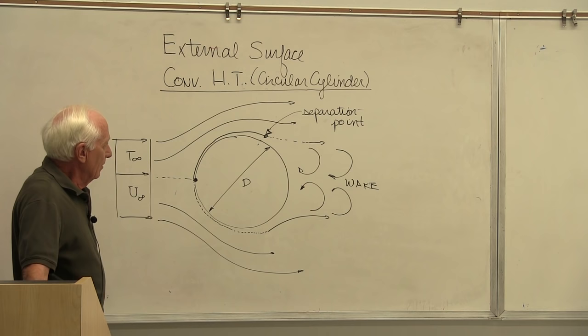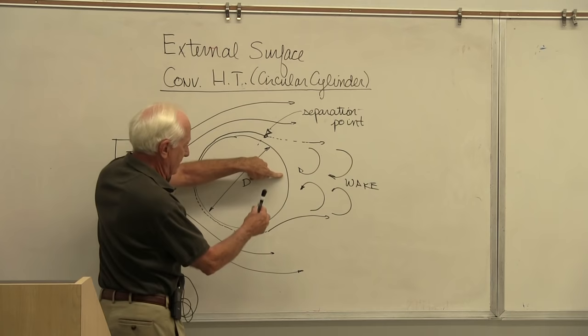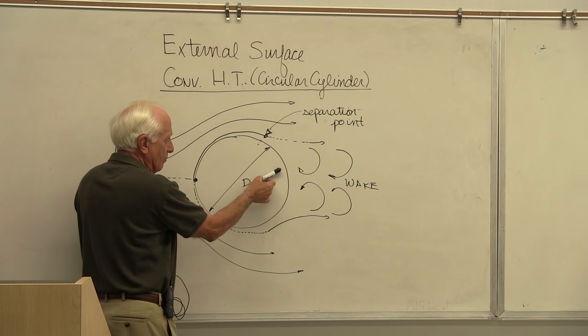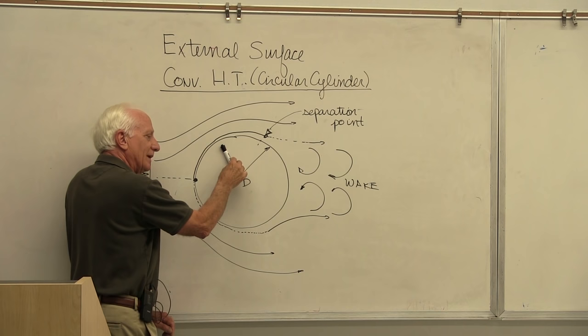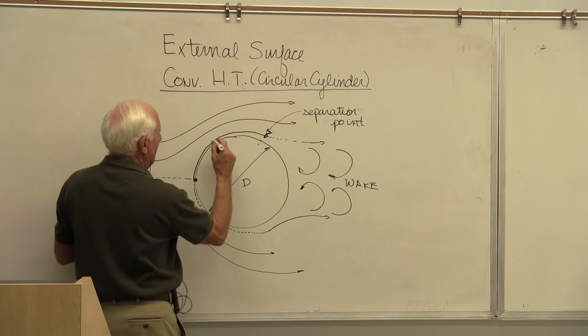In this particular case, with low Reynolds number, the separation point is way back on the back side of the cylinder. As the Reynolds number increases, the separation point moves towards the front side of the cylinder, eventually ending up about here. At that Reynolds number, something dramatic happens. The flow transits to turbulent. It's laminar for part of the way, and then it goes turbulent like this. So the dashed line is the turbulent part.